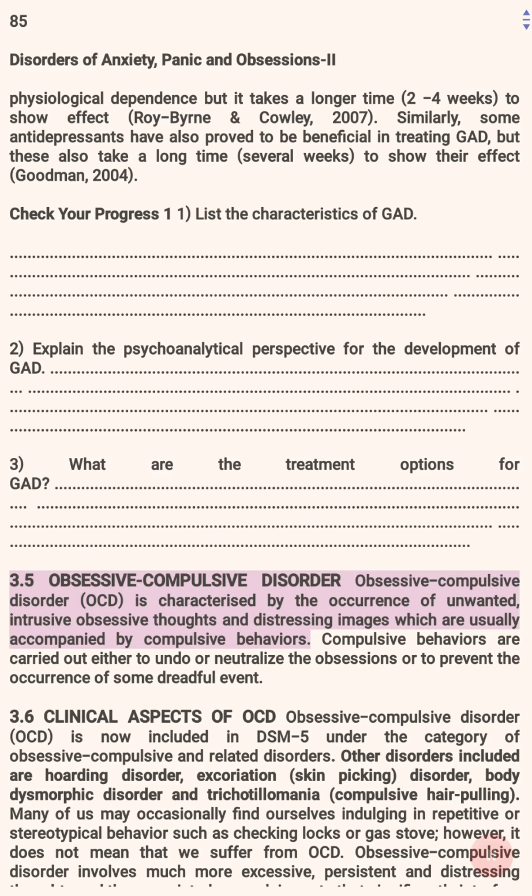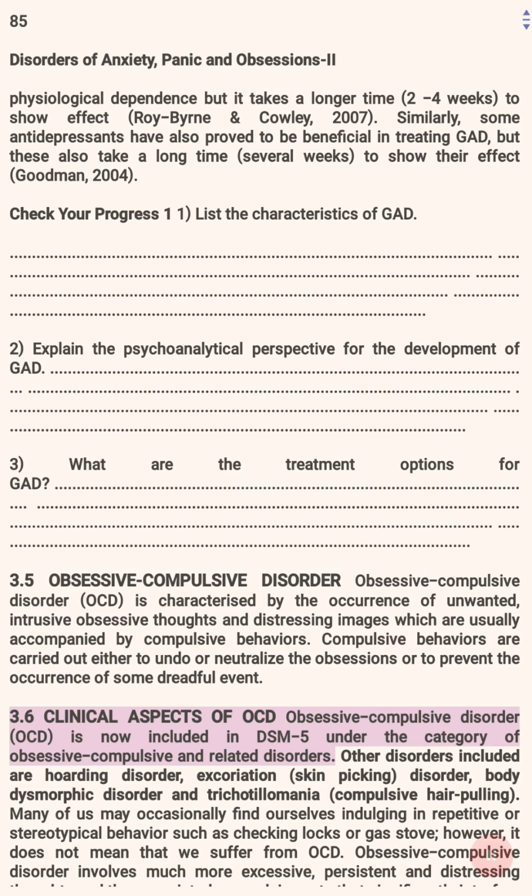3.5 Obsessive-Compulsive Disorder. Obsessive-Compulsive Disorder, OCD, is characterized by the occurrence of unwanted, intrusive obsessive thoughts and distressing images which are usually accompanied by compulsive behaviors. Compulsive behaviors are carried out either to undo or neutralize the obsessions or to prevent the occurrence of some dreadful event.